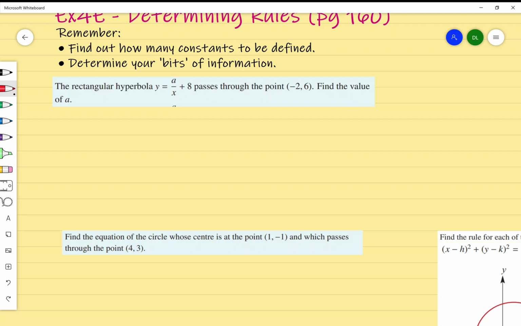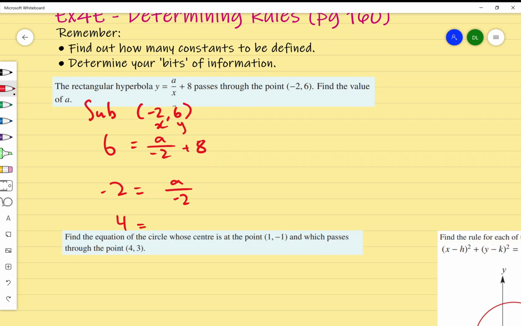Obviously, the one bit of information is a, which means we use the one bit of information, -2, 6. Pretty straightforward. This is exactly what you guys already know. We sub in the point, so sub -2, 6, and I get +6, because remember that's x and that's y. So 6 equals a over -2 plus 8. I'm going to go ahead and take away 8 on both sides, which gives me -2 equals a over -2. I then multiply both sides by -2 to give me +4 equals a.